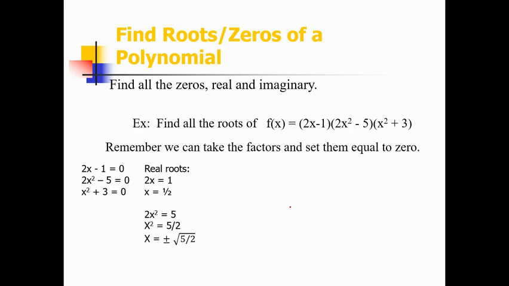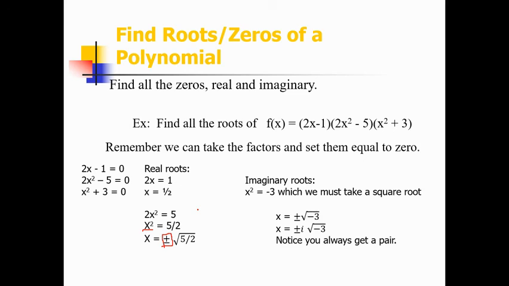We're going to divide that by the 2. And again, when we have a square and we take the square root, we get both a positive and a negative answer. Now, in this case, this is a real root because there's no negative underneath the square root. But when we look at x squared equals negative 3 and we take the square root of this, now we have an i. But notice that you always get a pair of these when you take the square root of a square. You always get a positive number and a negative number.